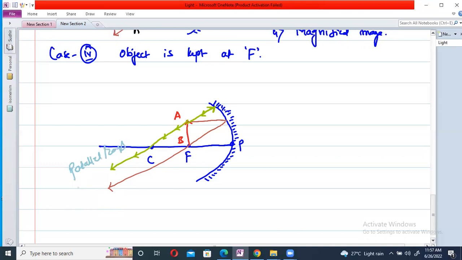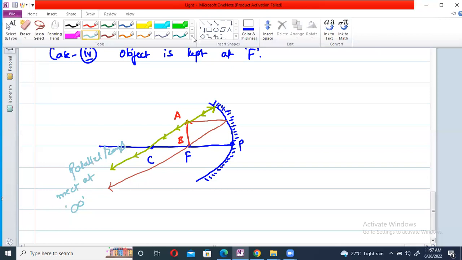And you know, parallel rays will meet only at the infinite distance. Parallel rays meet at infinity. So they will meet at infinity, which means obviously the image is not forming here. But when the image is not forming here, where will we get the image? Remember, the parallel rays meet at infinity, which means the image will form only at infinity.